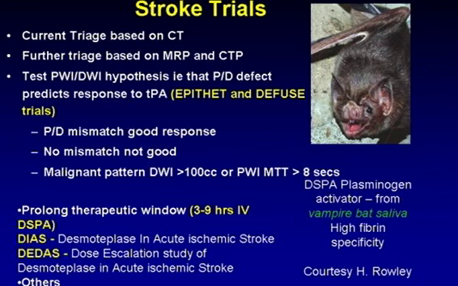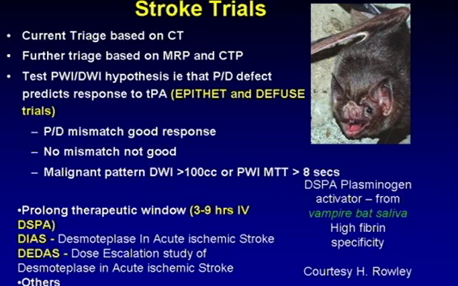Under the inclusion criteria, if the diffusion abnormality is greater than 100 cc's, or if the perfusion mean transit time, and we'll go through some of these metrics, is longer than 8 seconds, then these patients are not included in the trial. So these 2 trials, the results are just starting to come through now, and I think we're starting to see some mixed results. So in the next couple of years, we'll really determine whether imaging the penumbra will be useful or not in directing thrombolytic therapy.